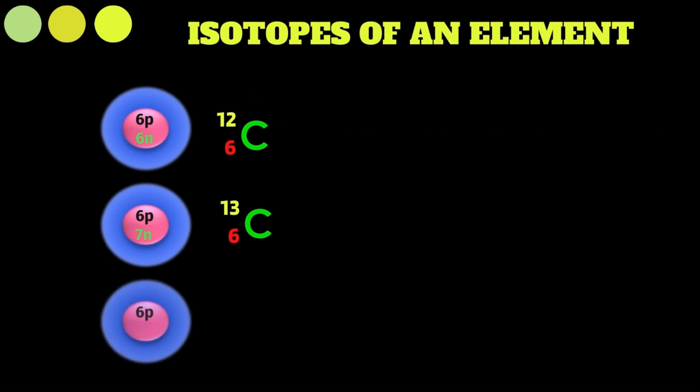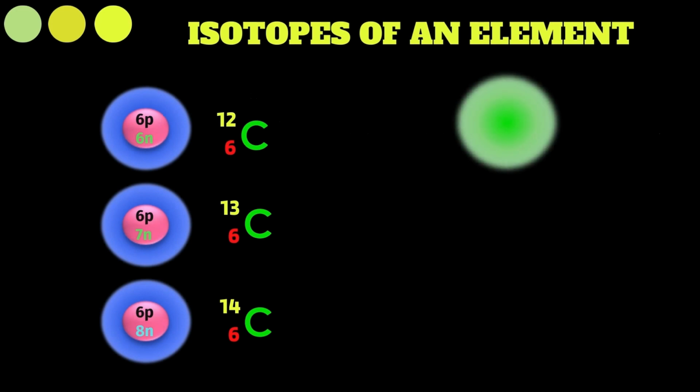Now see this another atom. It also has 6 protons. So its proton number is also 6, which is written on the lower left of the chemical symbol. Its nucleus has 8 neutrons with 6 protons. So its mass number is 14, which is written on the upper left of the chemical symbol.